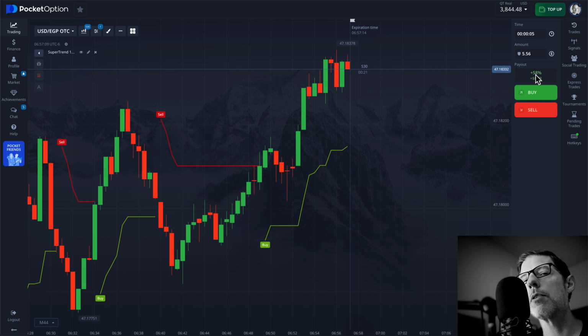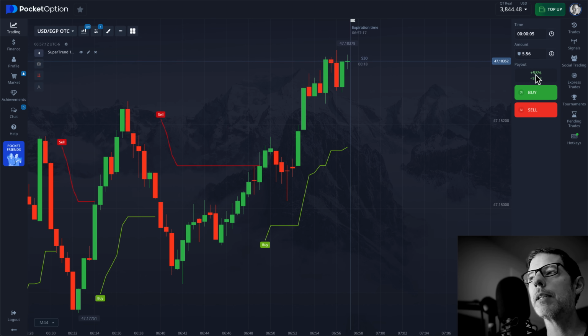And if you're new to Pocket Option, you're only getting back 58% of whatever you trade with. So if you put in $1 or $10, Pocket Option keeps the rest. I mean, you get 58%, they keep the rest.